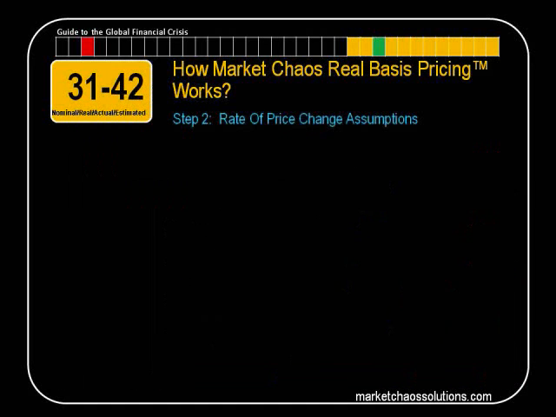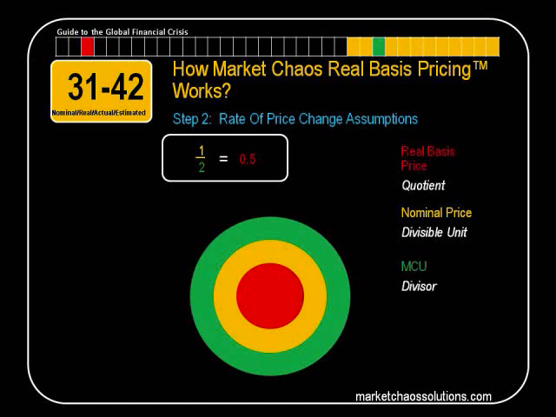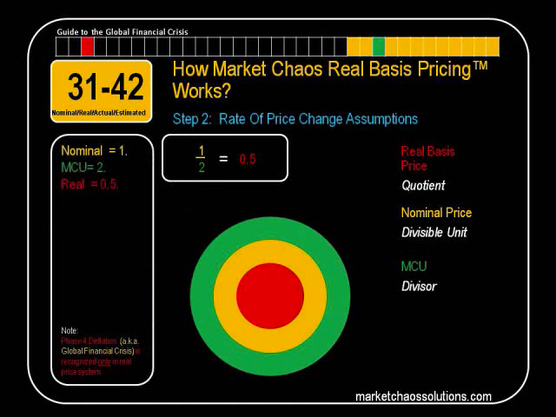Step 2, rate of price change assumptions. In this illustration, we're applying a 2-time increase in the MCU, holding the nominal value constant. With the nominal value constant, a rise in the MCU results in a corresponding drop in the real price. A nominal value of 1 over an MCU of 2 equates to a real value of 0.5.